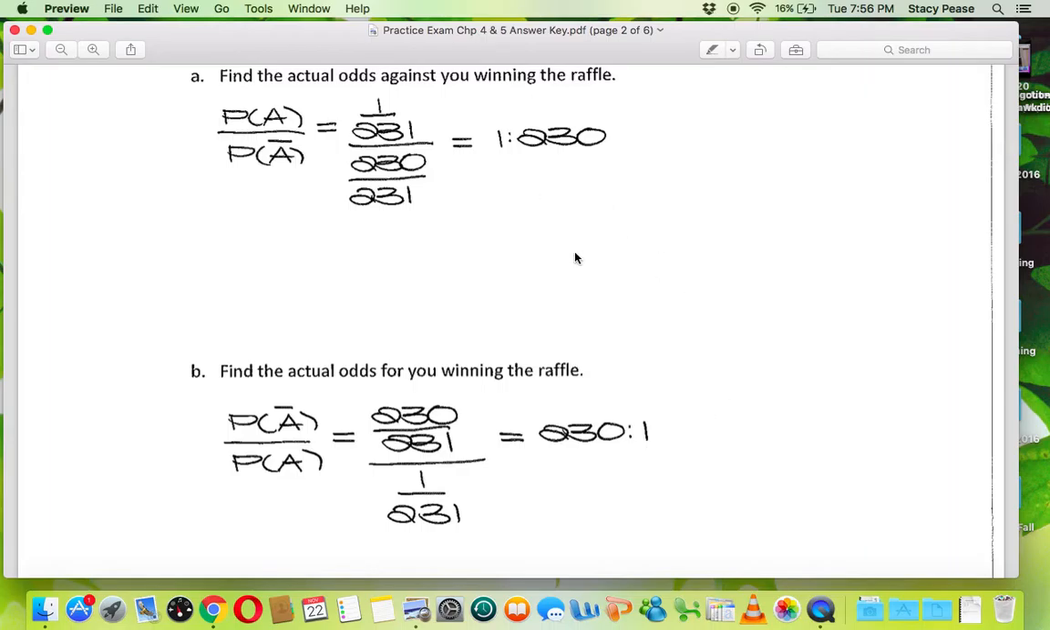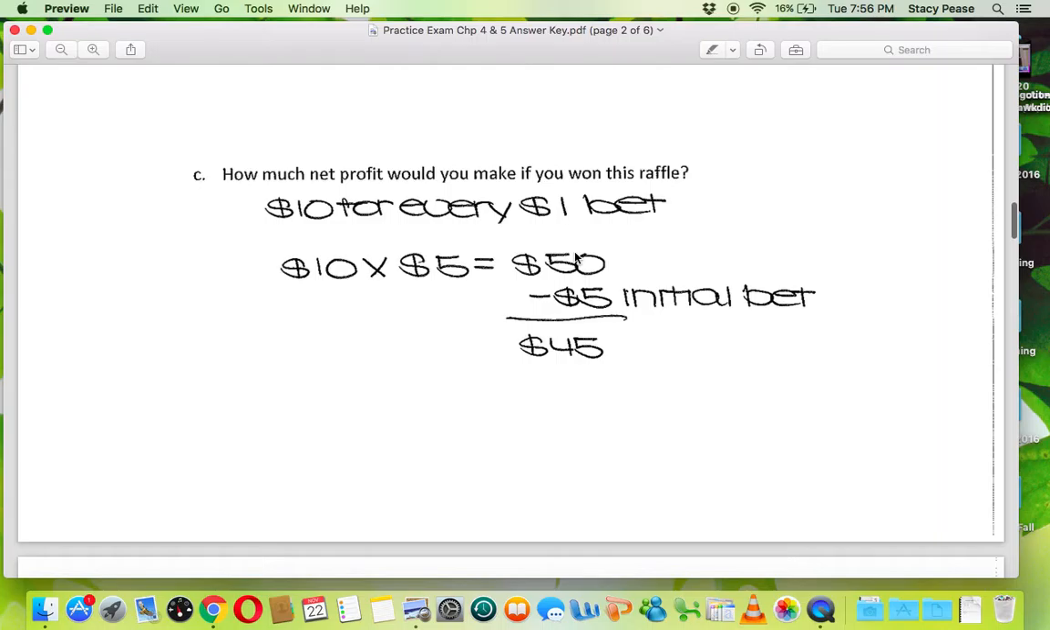Okay, so now that we have that, the question asks us how much net profit would you make if you won the raffle? Well, we're going to win $10 for every $1 we bet. And since we bet $5, we're going to multiply 10 by 5 to get 50. And from that, we're going to subtract our initial bet of $5. So we wind up with a net profit of $45, which would be how much we would actually walk out the door with above and beyond what we came in the door with.